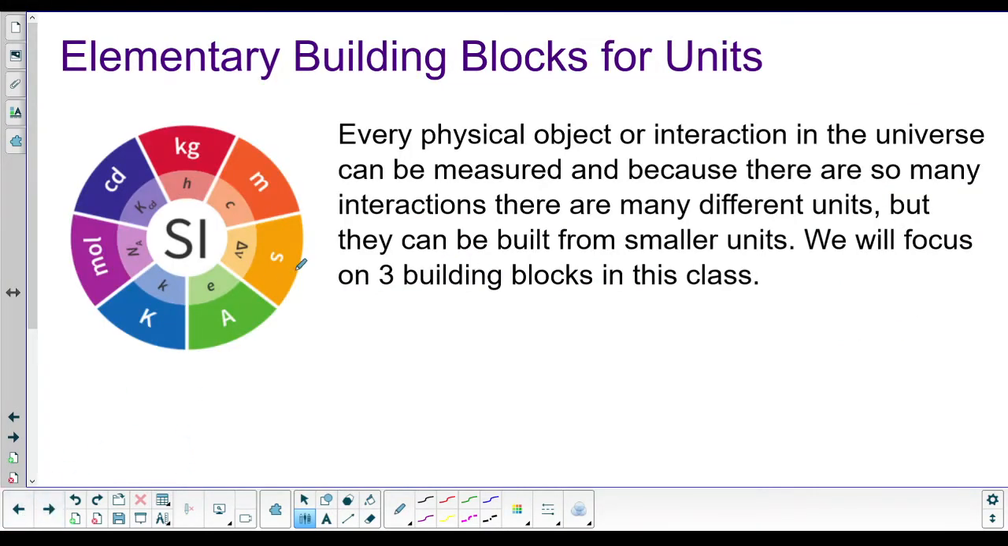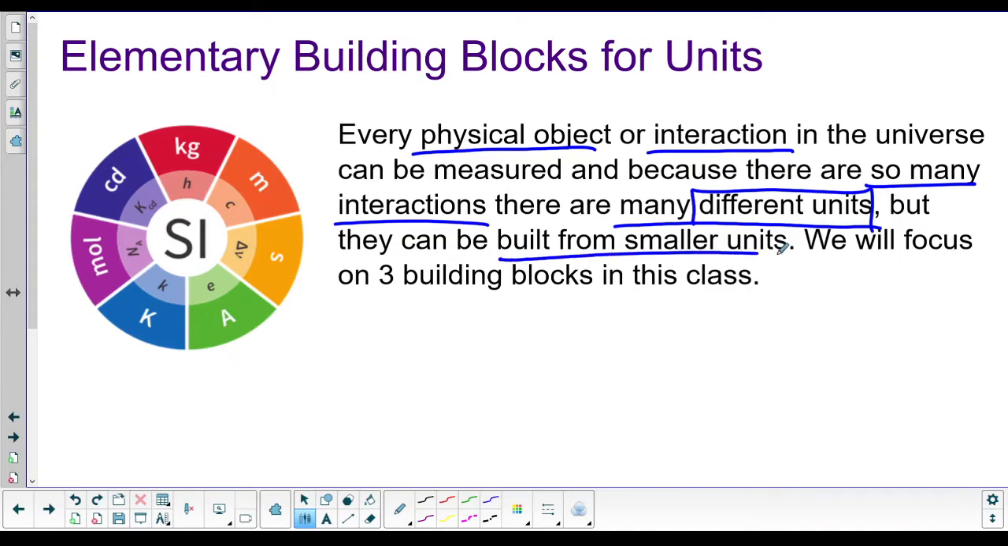All right. So let's talk about this cool little color wheel thing. So when you measure stuff in real life, every physical object or interaction in the universe we can measure, we hope, right? If there's unmeasurable stuff, well, we can't measure it, so who cares, right? But everything that we can measure is made up of basic building blocks of units. So because there are so many different interactions, there are tons of different units, right? But all of these different units are built up of the same smaller units.